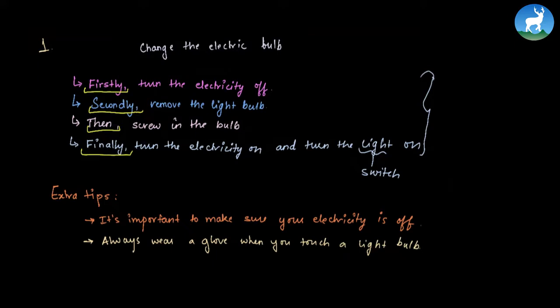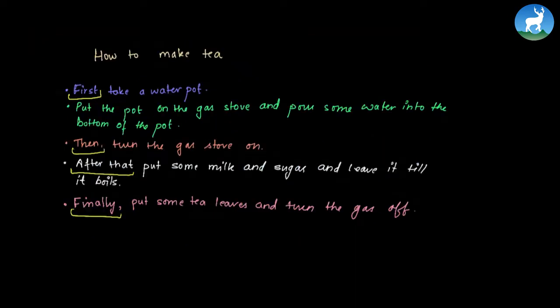Now we also have some extra tips where it's written that it's important to make sure your electricity is off. Electricity off हुनुपर्छ, नभए current लाग्न सक्छ. Always wear a glove when you touch a light bulb. Light bulb लाई छुनु अगाडि सधैँ पन्जा लगाएर गर्ने गर. The second example is how to make a tea. In a similar way, we have written about how we prepare tea.